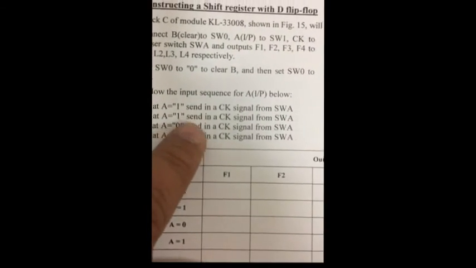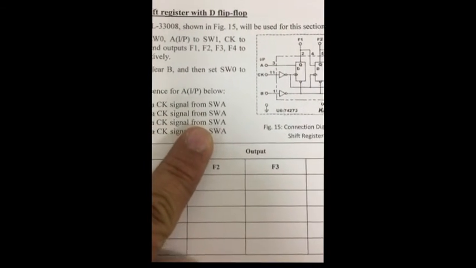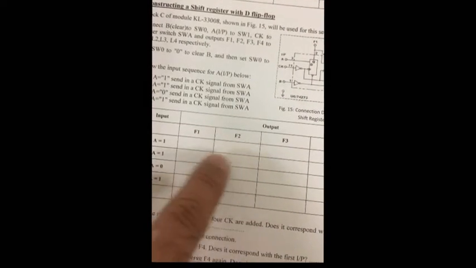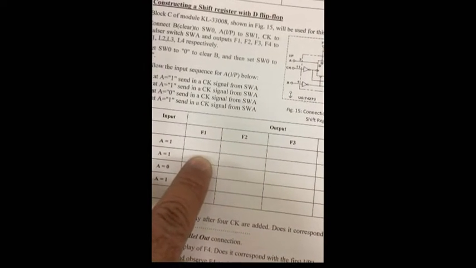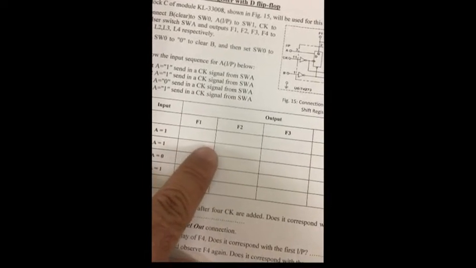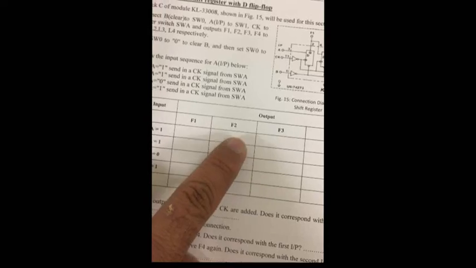Next time, if I again keep the same input equal to 1 and give another clock signal from the pulse switch, what will happen? The previous one will shift to the next register, this one will come here and the new one will come here. Next time when I give 0, the 0 will come here, the one which is already here will be shifted here, and the previous one will be shifted here. So after the 4 clock cycles, I will get 1 1 1 1 here in my shift register.